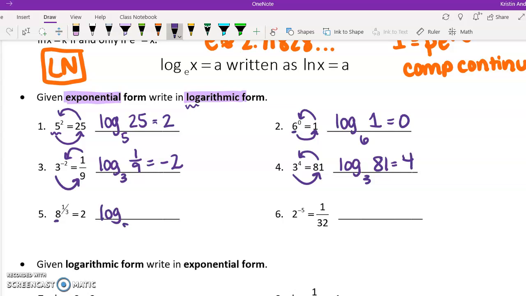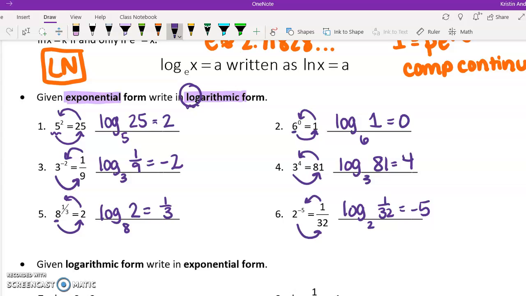Log base 8 of 2 equals 1/3. And then the last one, it's going to go log base 2 of 1 over 32 equals -5, your exponent. So that's going from exponential form into log form.